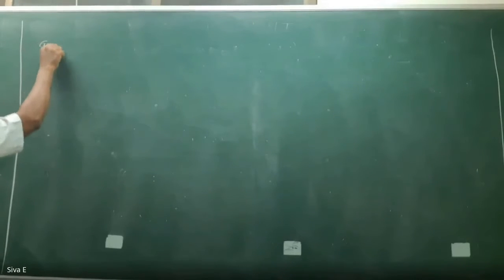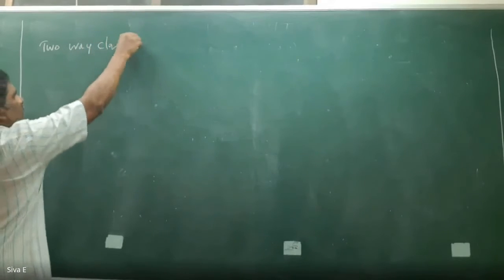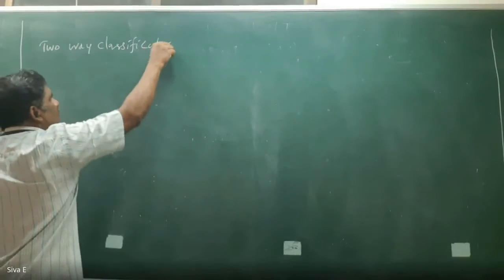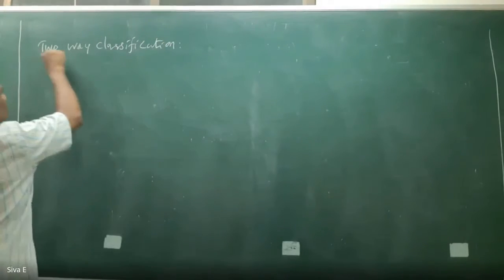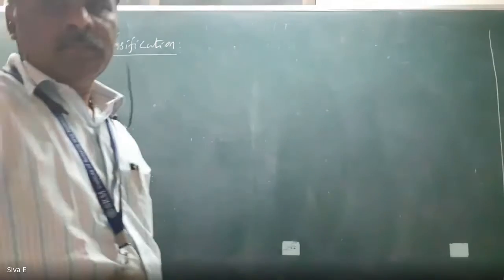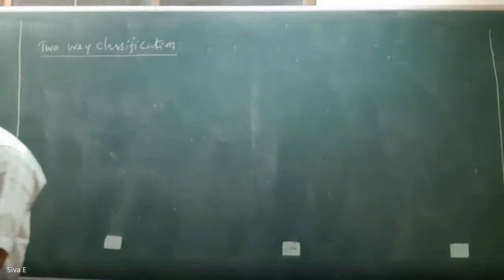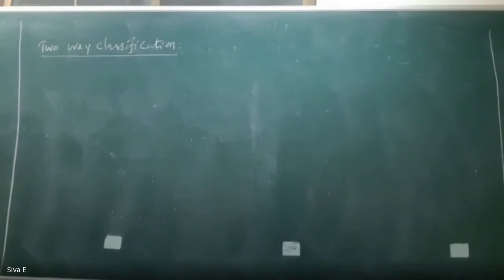The last class we discussed one-way classification. In this class, we are going to discuss two-way classification. Two-way classification means the observed data have been collected based on two characteristics.